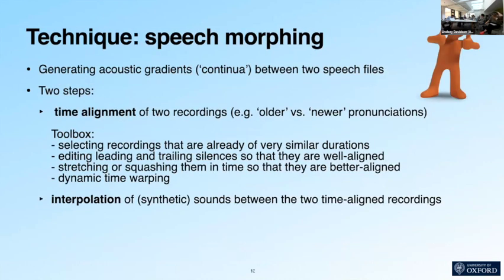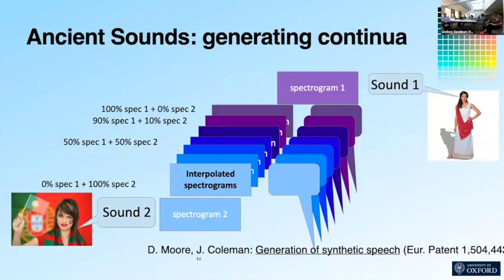Now, we've been using this technique in different ways in Ancient Sounds. To do it, you need 2 audio files. They need to be more or less time aligned. If they're not, you can squish them or stretch them. In this case, they aligned pretty well. Once you've got that good clean audio, you use that as an input to the synthesis.